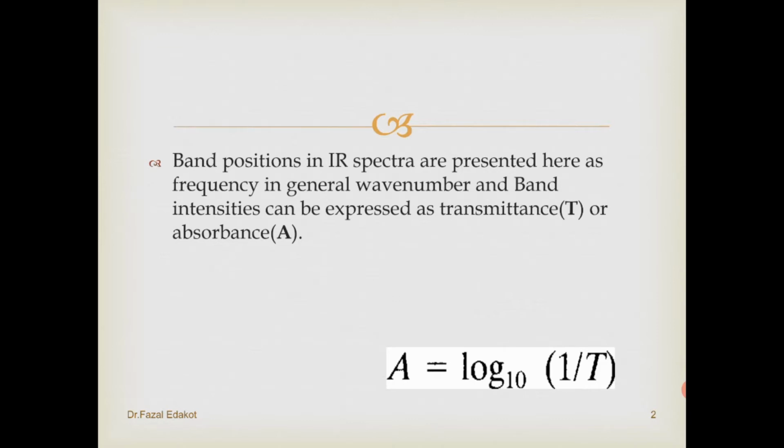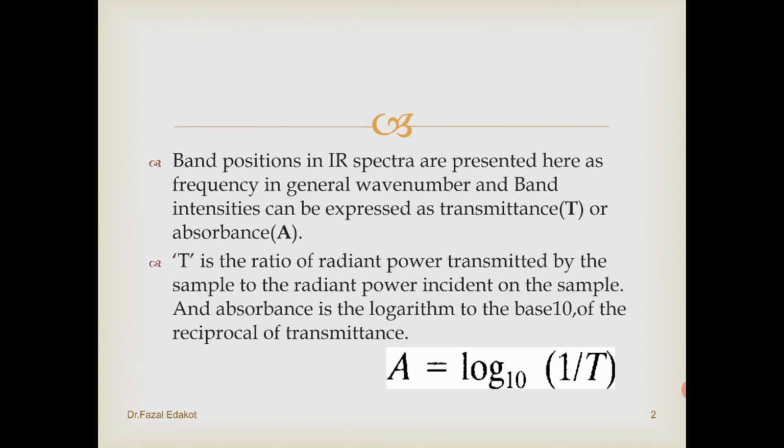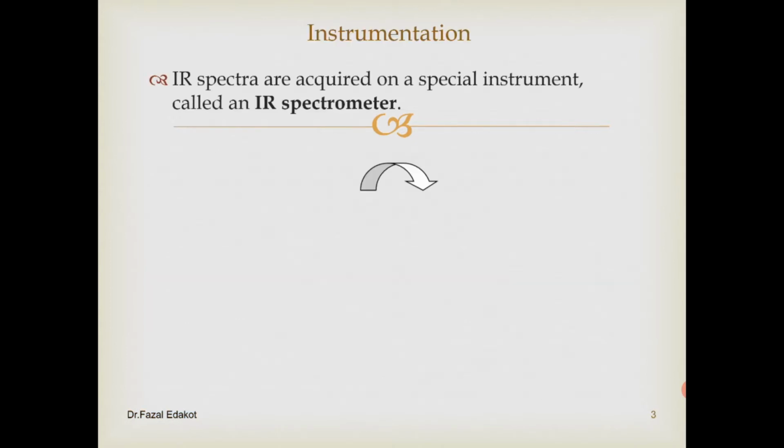Let's see the other. The T is the ratio of the radiant power transmitted by the sample to the radiant power incident on the sample. So it's the radiant power transmitted by the sample divided by the radiant power incident on the sample. And the absorbance is the logarithm to the base 10 of the reciprocal of transmittance. So you can have an equation that is A is equal to log 1 by T. So let's see in the graph.